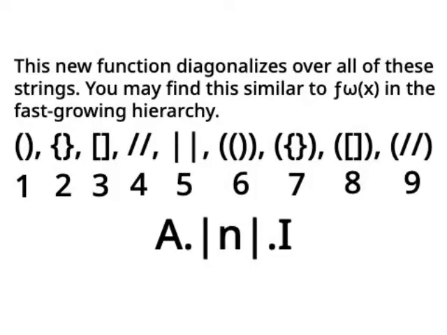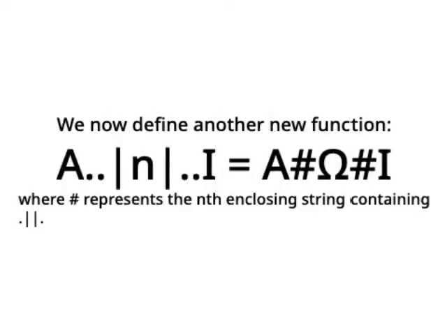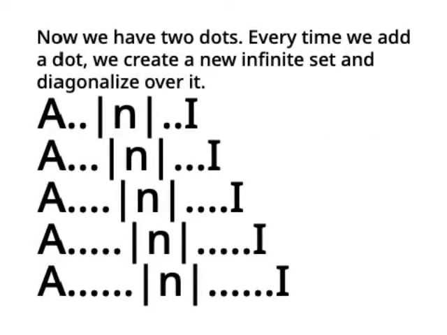You may find this similar to f omega in the fast-growing hierarchy. But eventually this will get long too. So we create another set of enclosing strings, except we include this new enclosing string in all of them. We also number these accordingly. We now define another new function. Now we have two dots. Every time we add a dot, we create a new infinite set and diagonalize over it.